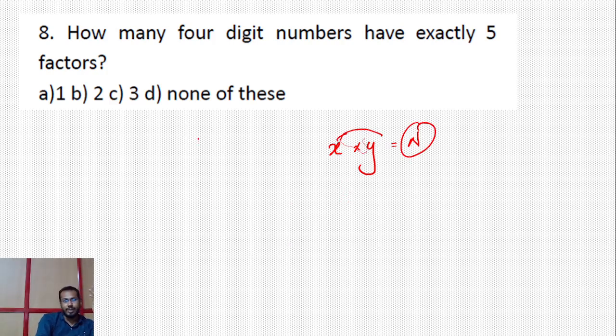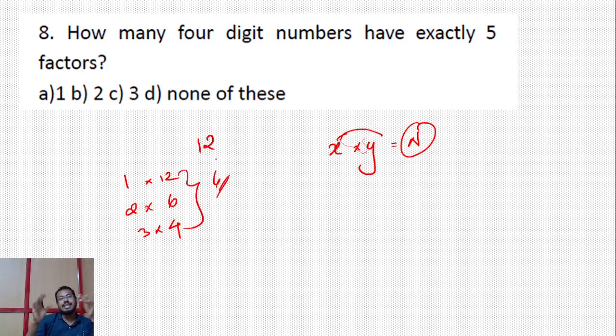If I take 12, what are all the factors? 1 into 12 is 12. Then 2 into 6 is 12. Then 3 into 4 is 12. So totally there are 6 factors. So the number of factors is always an even number.